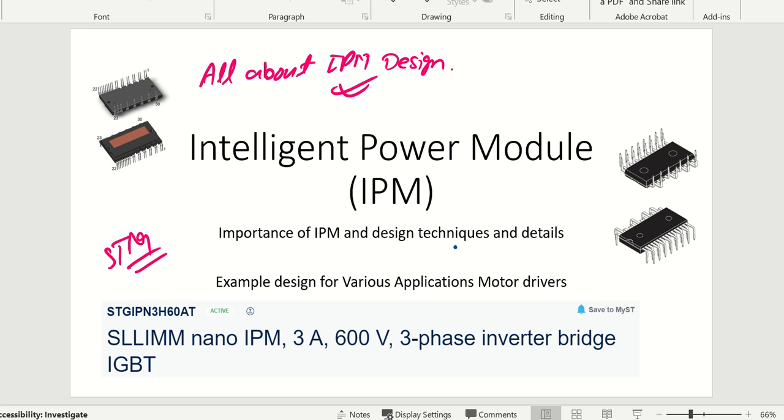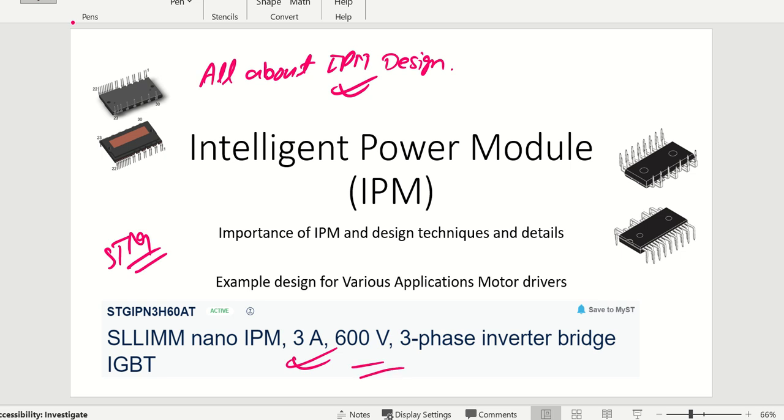So as you can see, we have intelligent power modules, and in intelligent power modules, we have integrated IGBTs and all these things. One of the examples I have given you here is from Slim Nano IPM, that is 3 ampere 600 volt for three phase inverter bridge.